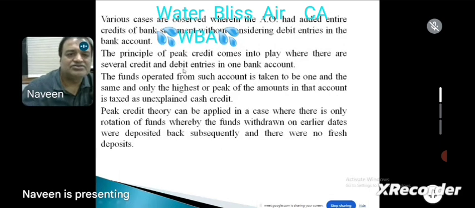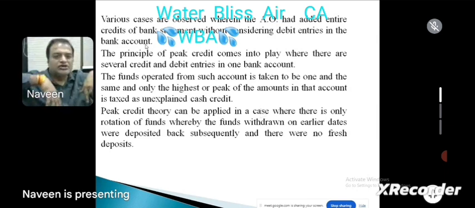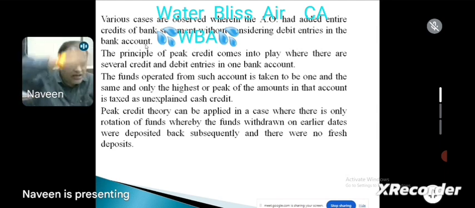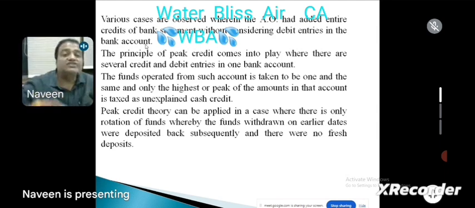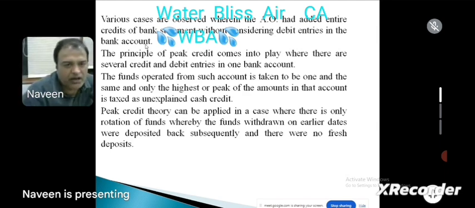These are all the case laws. Various cases are observed wherein the AO has added entire credits of the bank statement without considering debit entries in the bank. The principle of peak credit comes into play only when there are several credit and debit entries in the bank. Therefore, you have to knock off both and then only take the peak of the credits. Don't blindly treat only the credits in the bank account as unexplained and conveniently ignore all the debits, which is wrong. Funds operated from such an account are taken to be one and the same, and only the highest peak of the amount in that account is taxed as an implied cash credit.